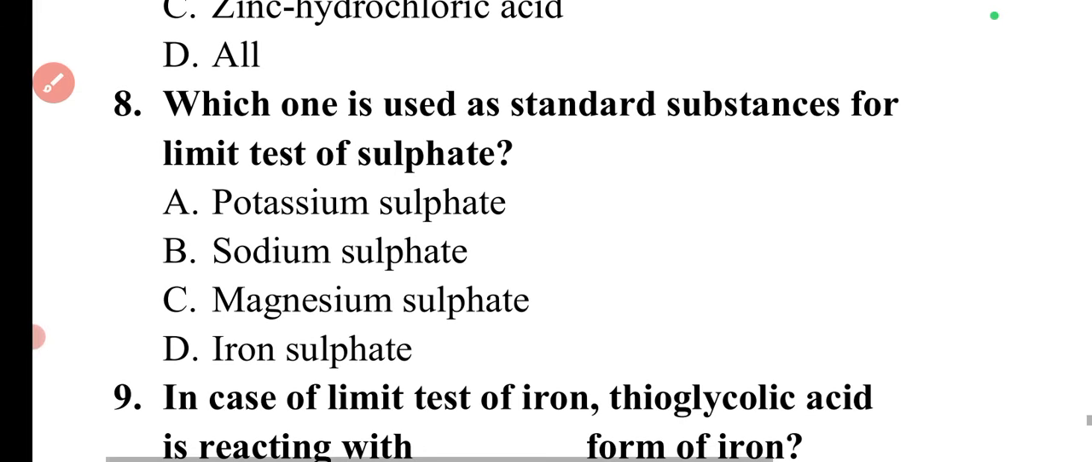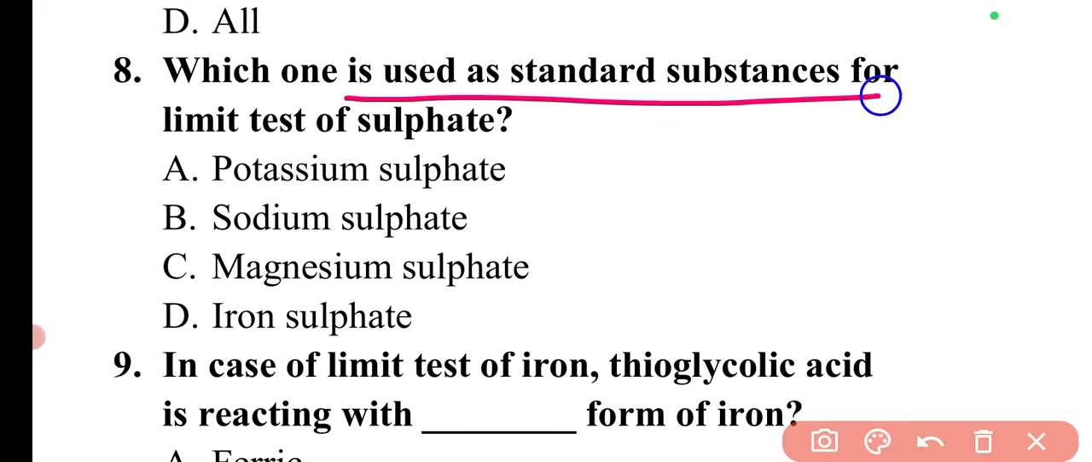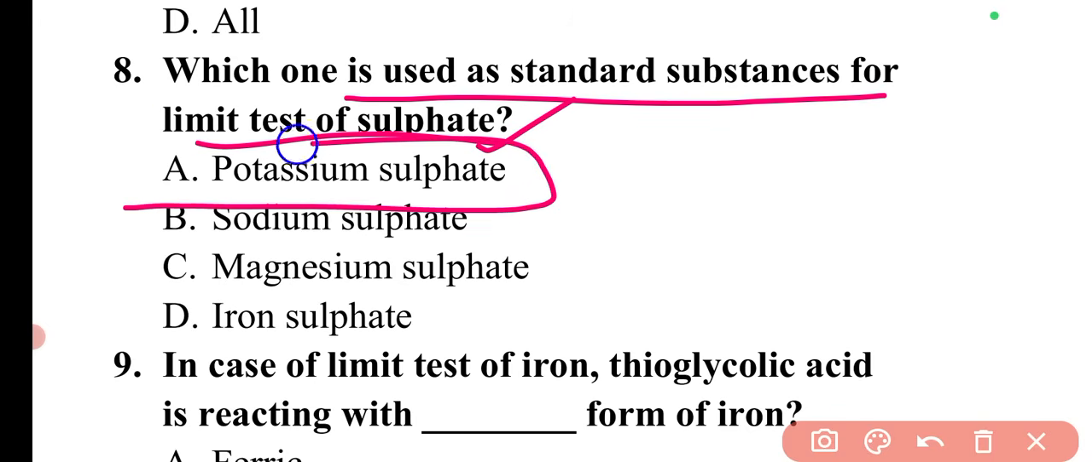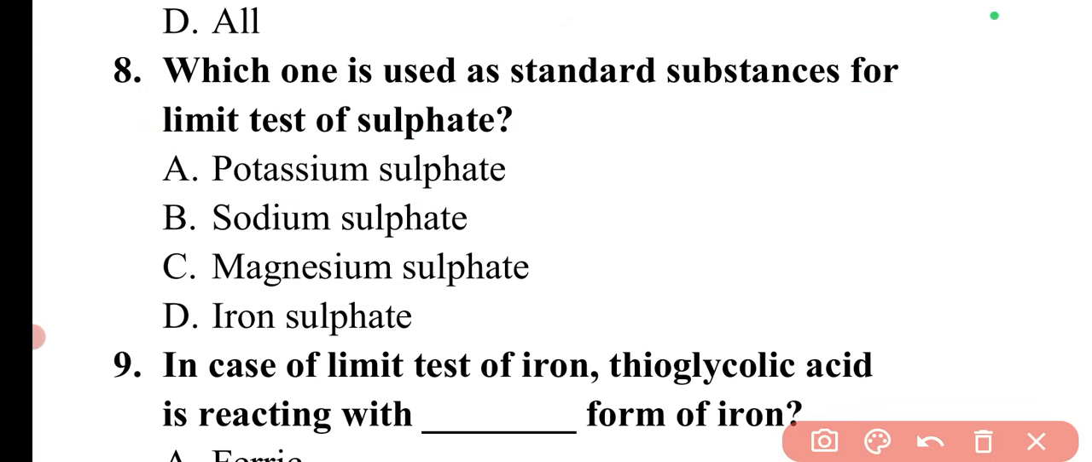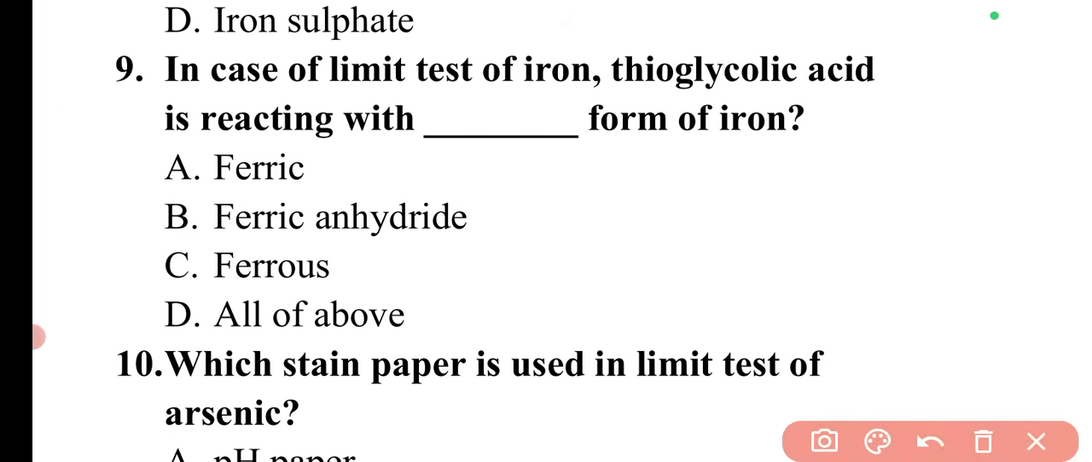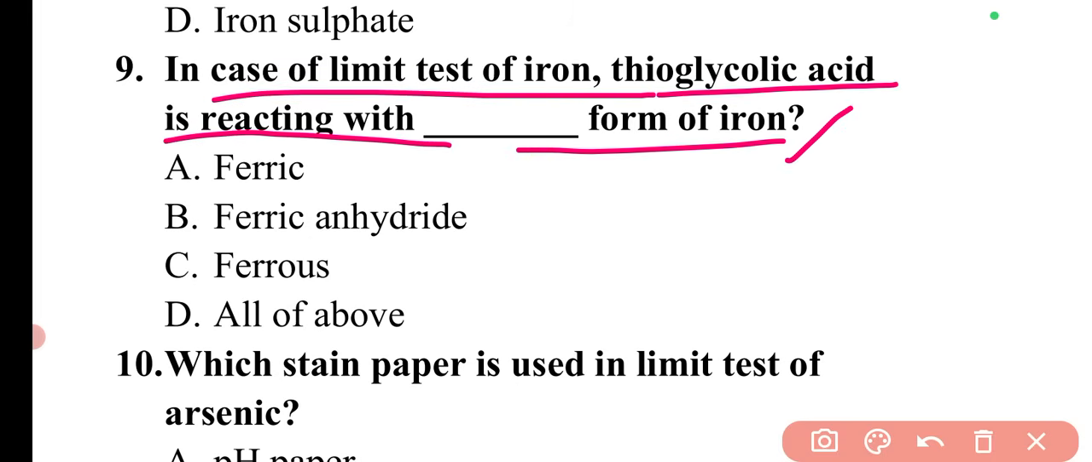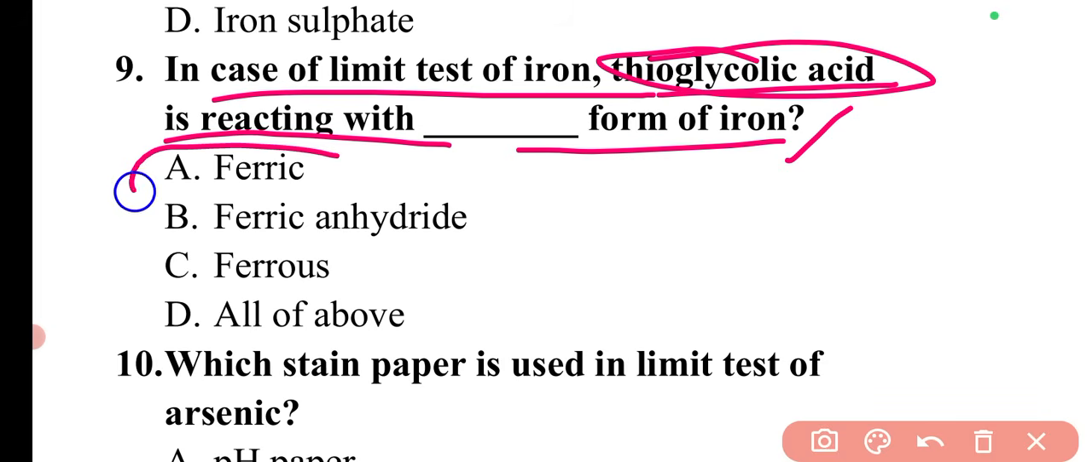Then next question is, which one is used as a standard substance for the limit test of sulfate? In the limit test of sulfate, the standard substance used is potassium sulfate. So here option A will be the correct answer. Next question is, in the limit test of iron, thioglycolic acid reacts with which form of iron? It reacts with the ferric form of iron. So here option A will be the correct answer.